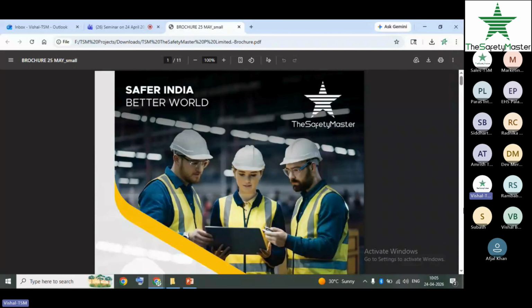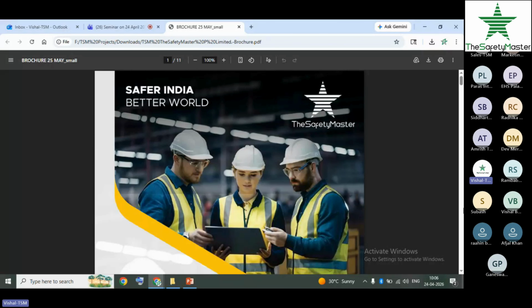Before we start, I'll give a brief introduction about our company. Our company name is TSM, the Safety Master Private Limited. We are a traditional safety consulting company. We have our head office at Bhiwadi, Delhi NCR region, and one more corporate office in Gurgaon. We have regional offices in Gujarat, Chennai, and Hyderabad. We are working with a motto: safer India, better world.